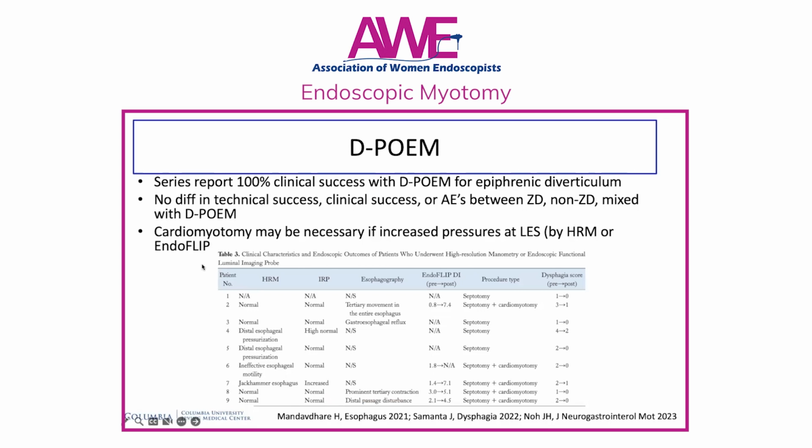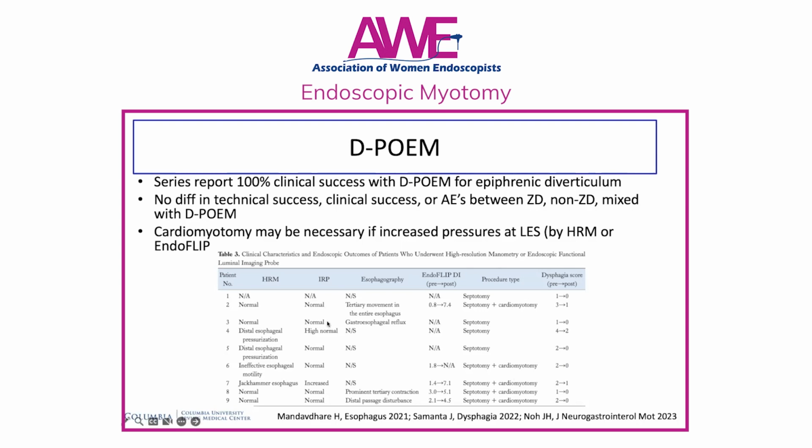And there was an interesting study that looked at whether or not we need to perform a cardiomyotomy, that is myotomy of the LES, in conjunction with the septotomy of an epiphrenic diverticulum, for example, and found that EndoFLIP might actually be helpful in this situation to show that if there is increased pressure, either measured by a high resolution manometry or EndoFLIP, those patients do benefit from performing a cardiomyotomy along with the septotomy.